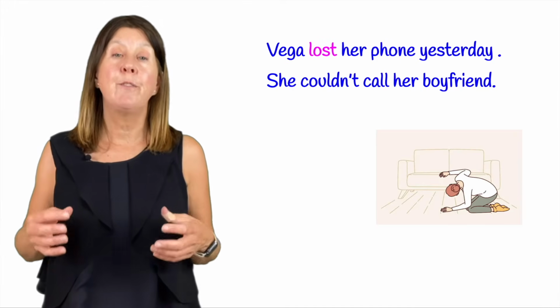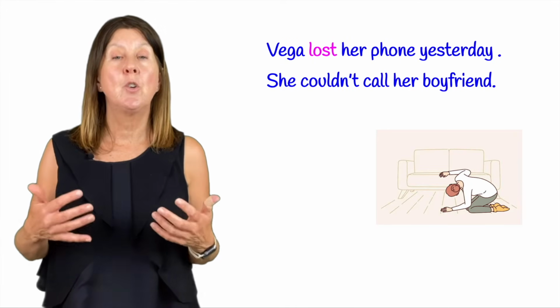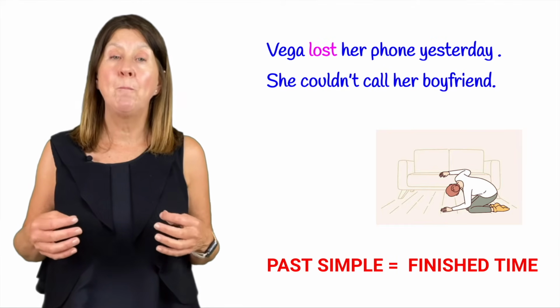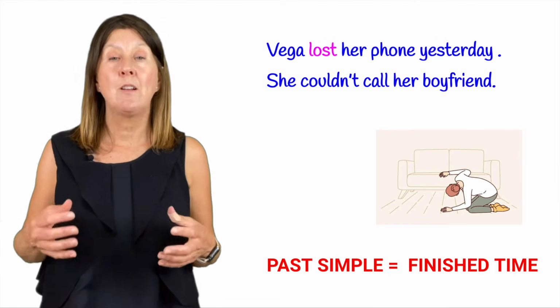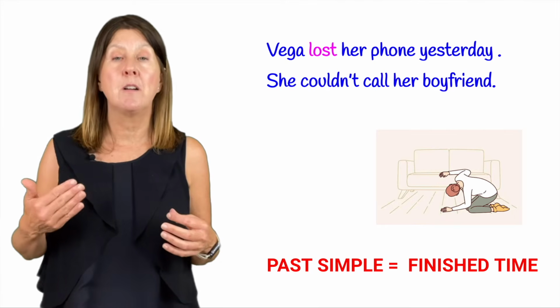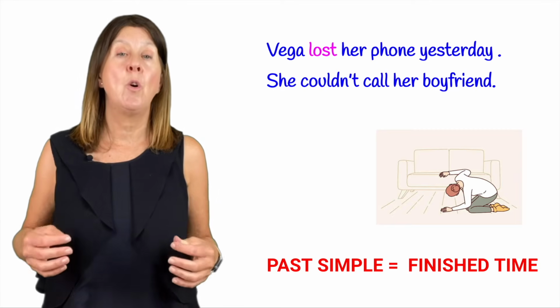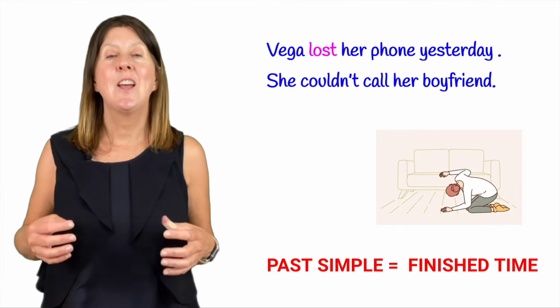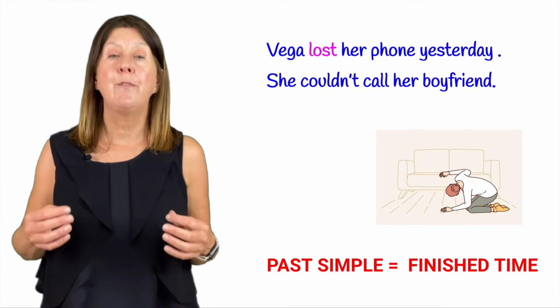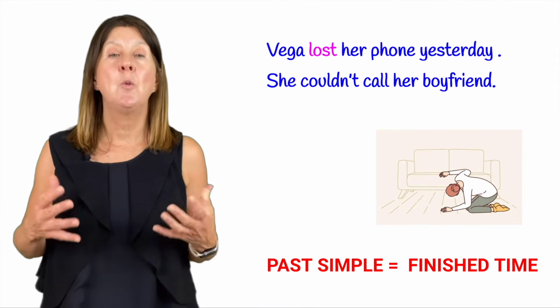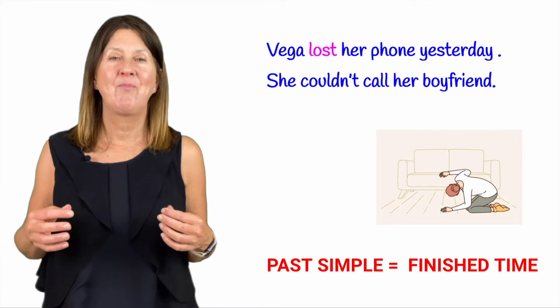Whereas in the second sentence, Vega lost her phone yesterday. She couldn't call her boyfriend. Here we use the past simple. The past simple tells us only about the past. This doesn't tell us whether she has her phone now or not. It tells us only that she lost her phone yesterday. This is finished time, so we use the past simple.